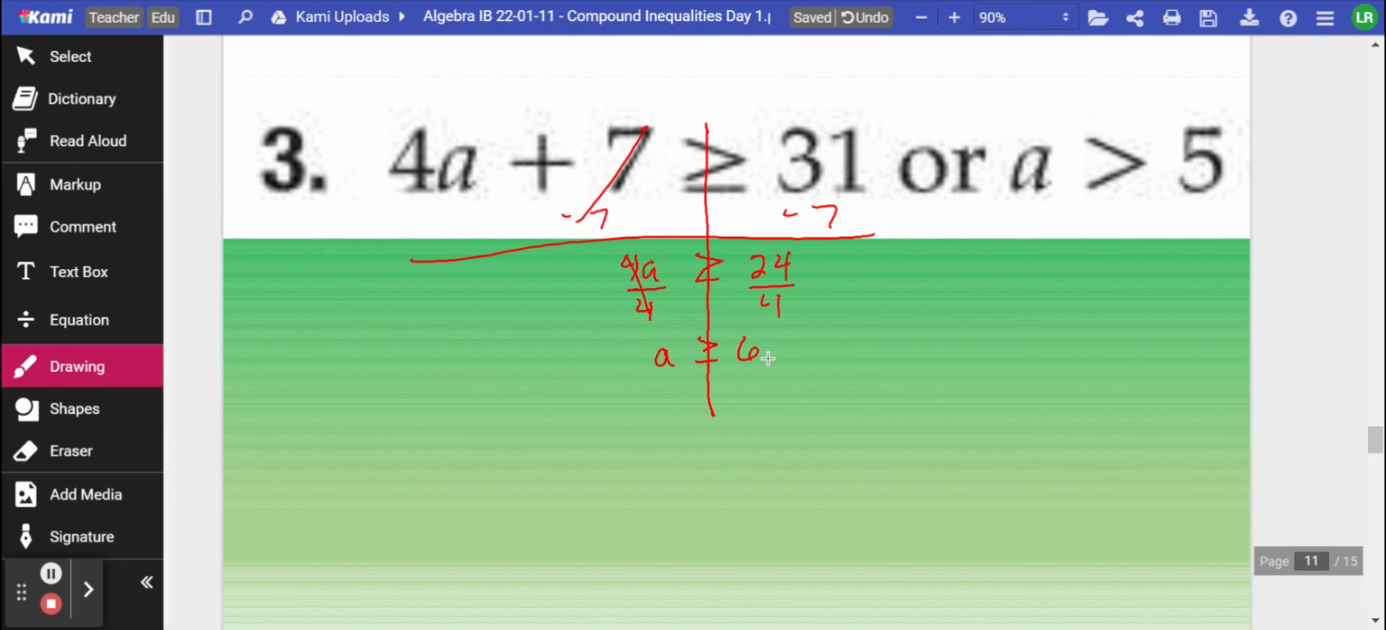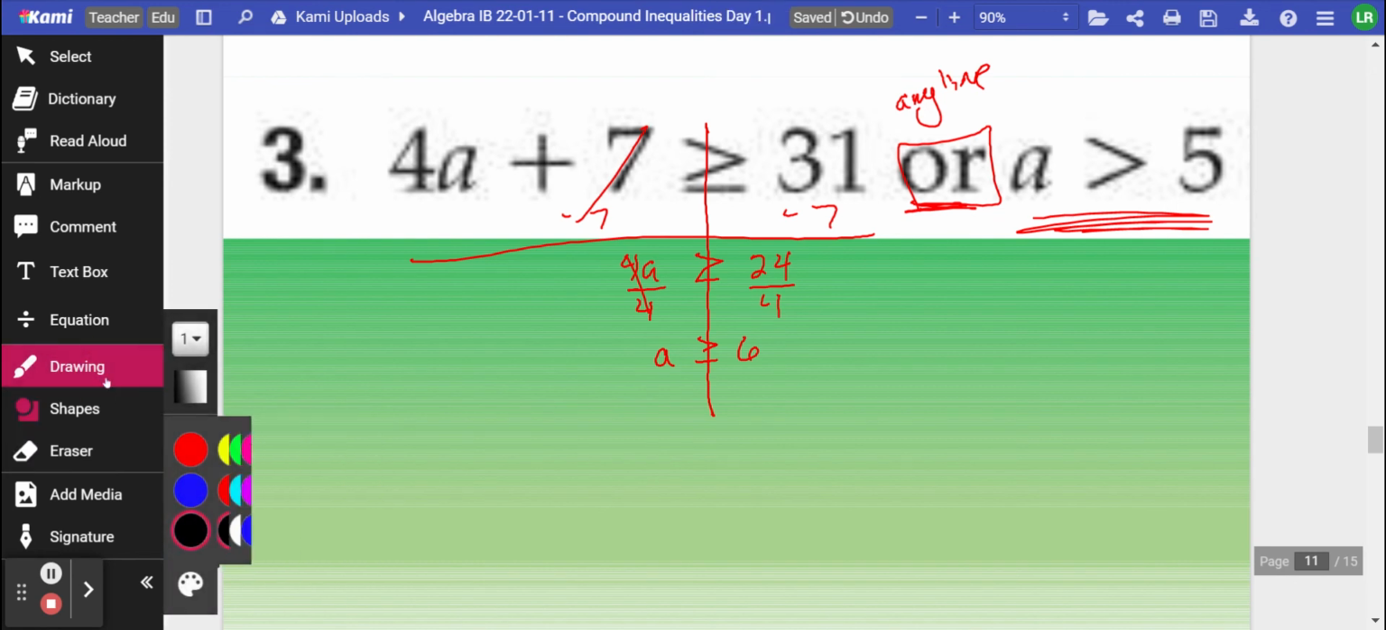So that one's done. Now, it is an or statement, so remember, we're going to shade where there's any line. And the second one's done. That's already finished for me. So I don't got to do anything for that one. Well, let's do our graph.